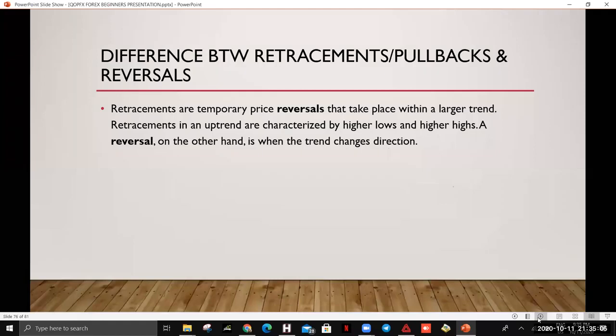Retracements are temporary price reversals that take place within a larger trend. Retracements in an uptrend are characterized by higher lows and higher highs. A reversal, on the other hand, is when the trend changes direction. Now, let me go back to this chart so I can show you what it is.